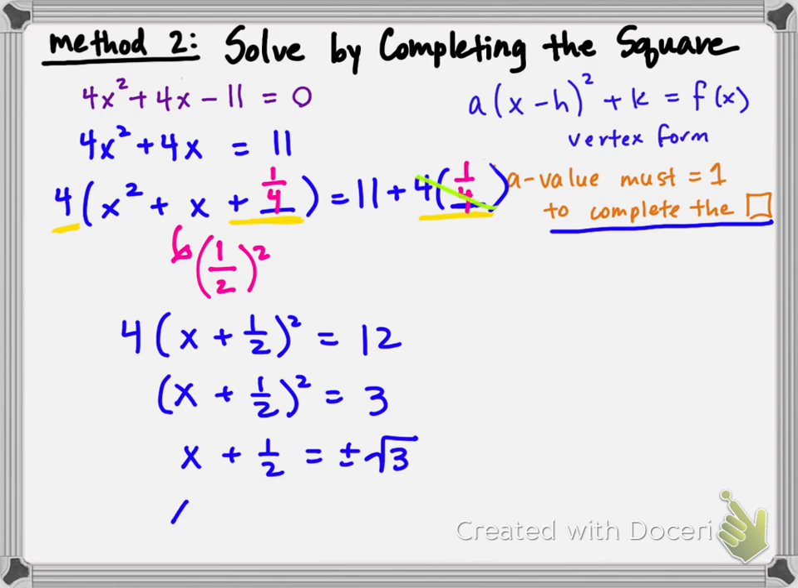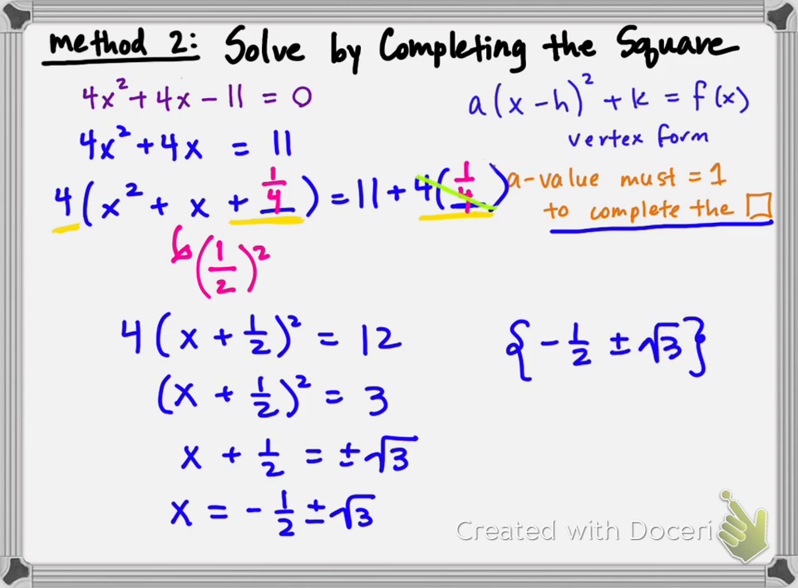And from there, get x by itself. So x is equal to negative 1/2 plus or minus square root of 3. Final answer, negative 1/2 plus or minus the square root of 3. And you're done.